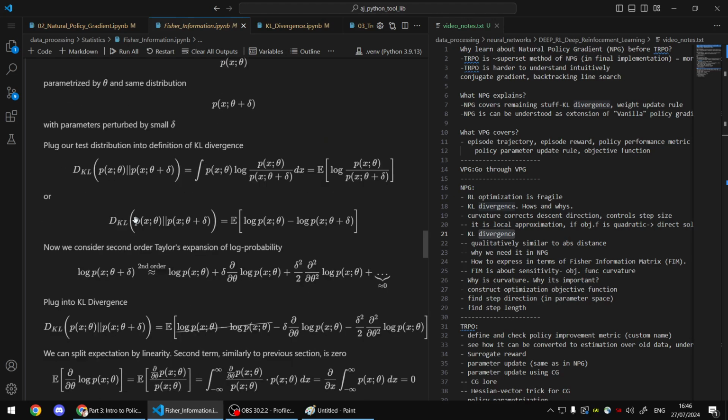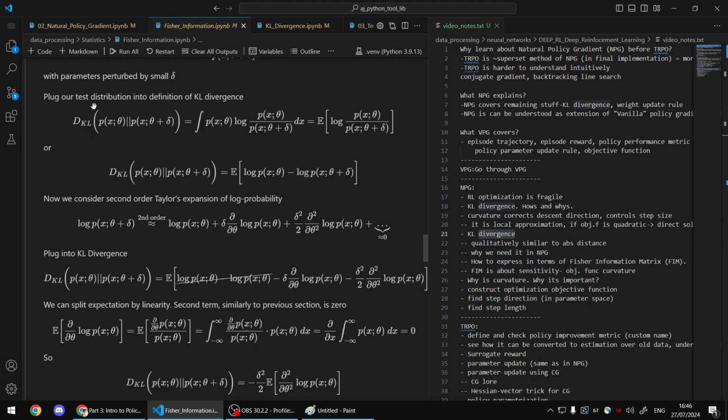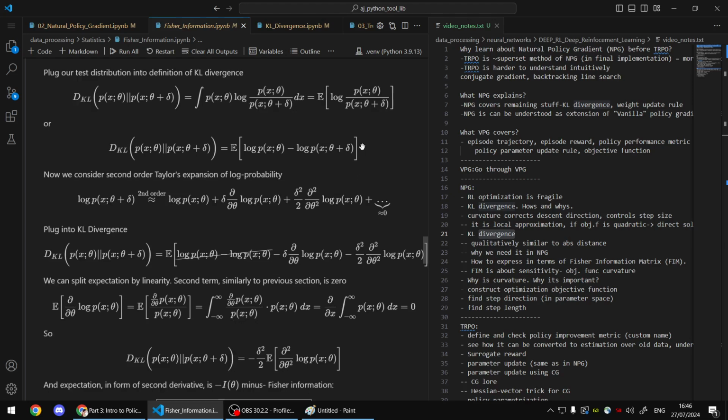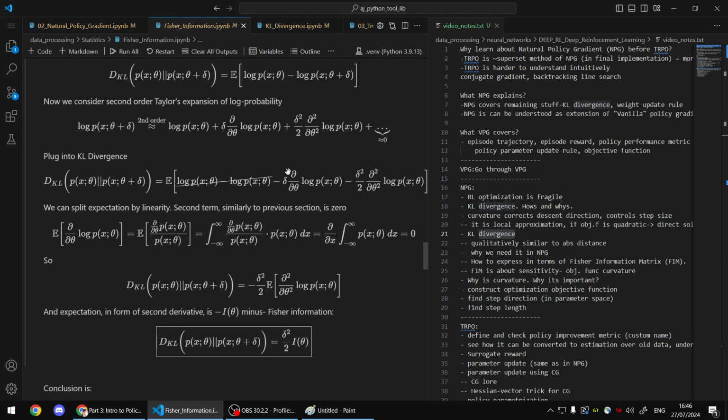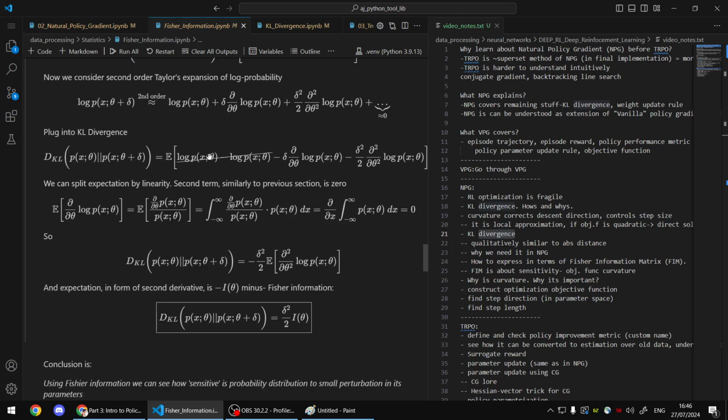You can just rewrite this expression as it's an expectation, so it's kind of an integral over p of x. Or you can rewrite it in this way, and what we propose is to expand this perturbed policy in Taylor series up to and including the second term, and some stuff will cancel out. Since expectation is linear, we can split it into a sum of expectations.